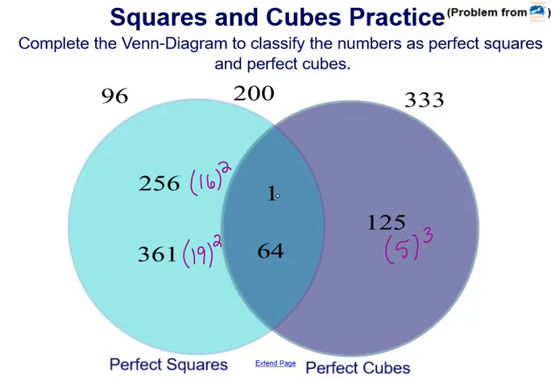But then we have 1, which is 1 squared and also 1 to the third, or 1 cubed. So 1 is a perfect square and a perfect cube. And then 64 is a perfect square because 64 is 8 squared. But 64 is also a perfect cube because it's 4 cubed. So you can see different numbers can be different things. They can be perfect squares or perfect cubes, or they could be both, or they could be neither.